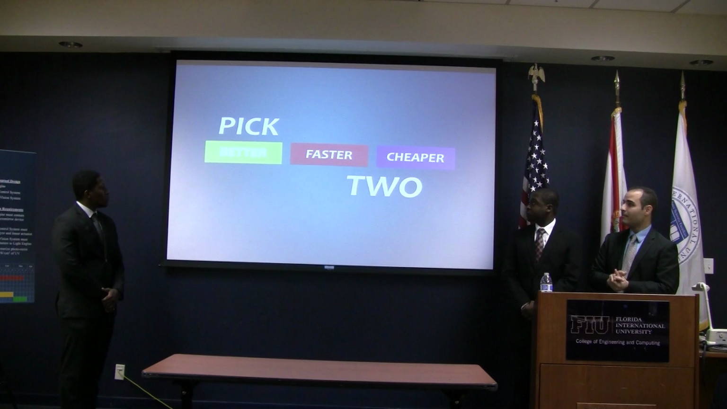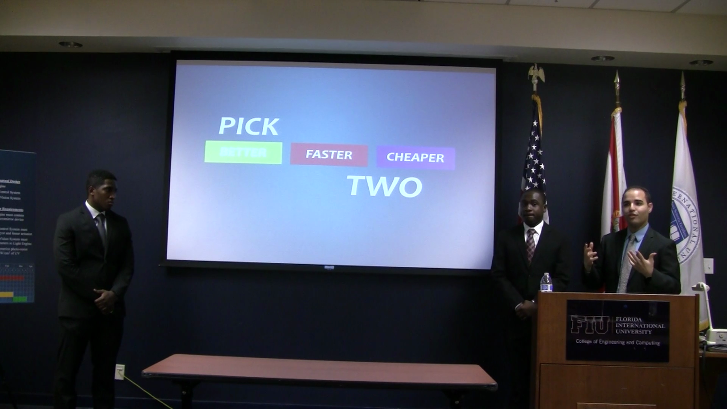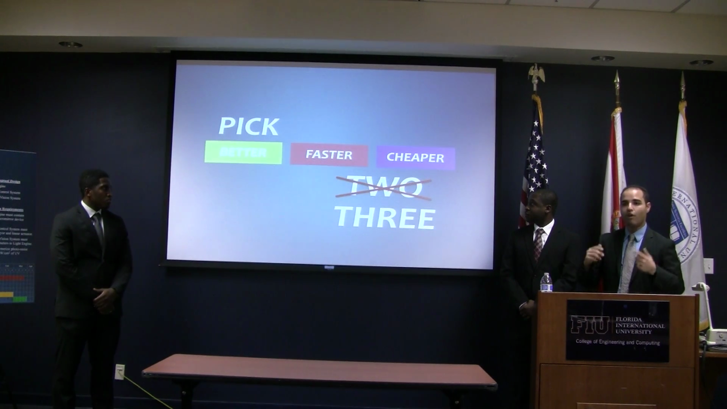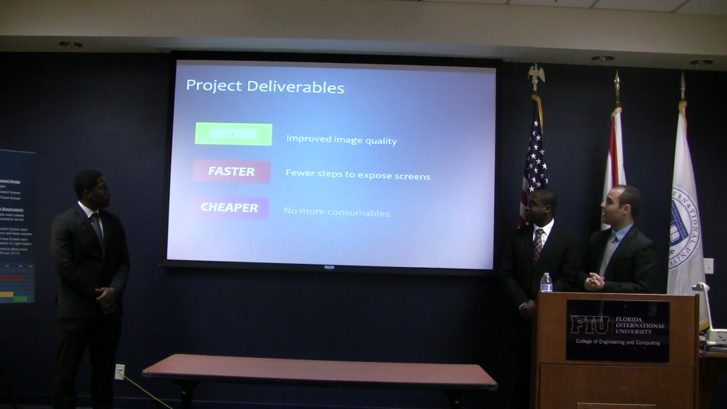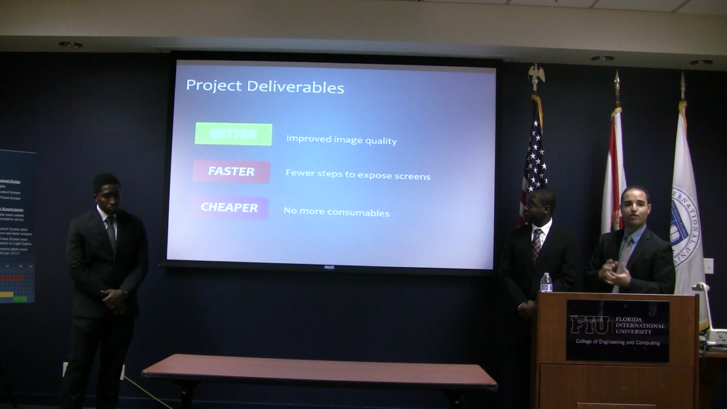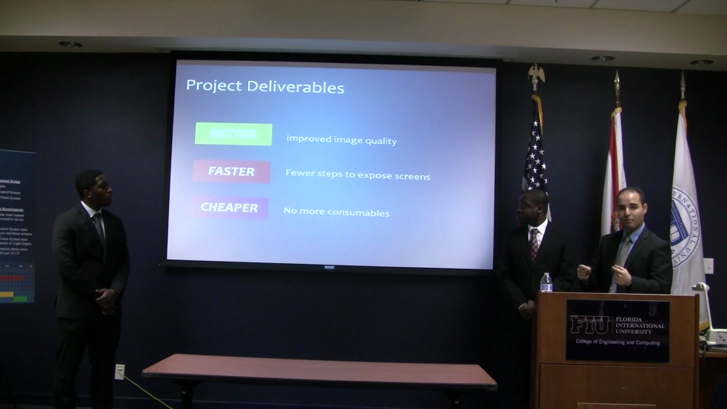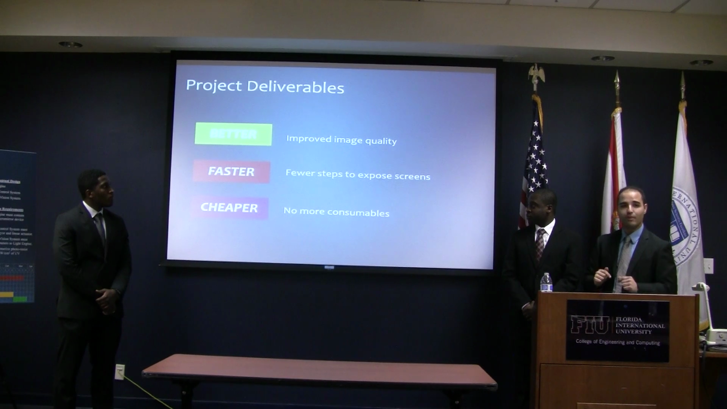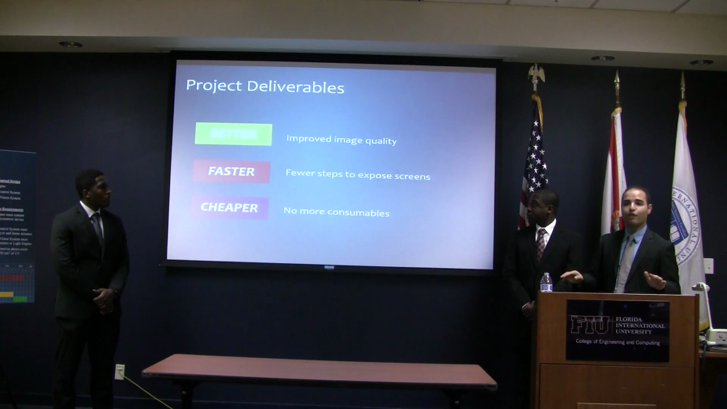So essentially in business you have two challenges when delivering service. Usually you're constrained to two: either better service, faster service, or cheaper service. So our goal is to deliver all three. We're going to deliver that by improving the image quality that is projected onto screen printing frames. We're going to make the process of creating screen printing frames faster by reducing the amount of steps required to expose the screen. And we're going to make it cheaper because we're eliminating the need for consumables.